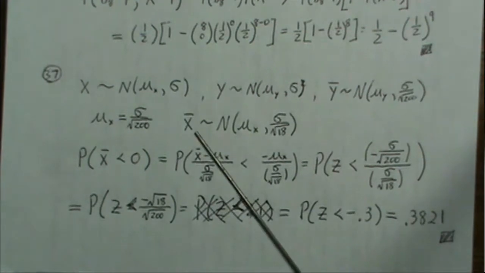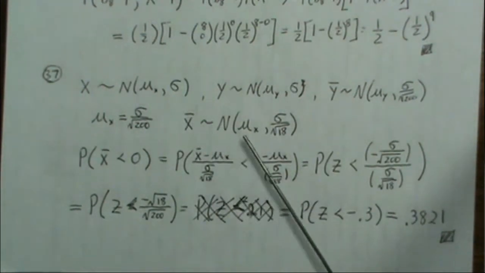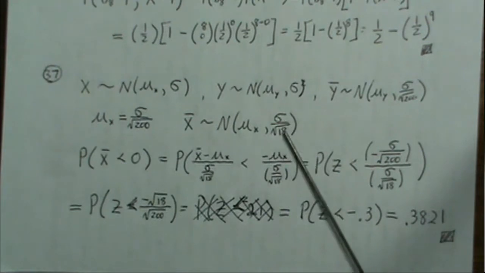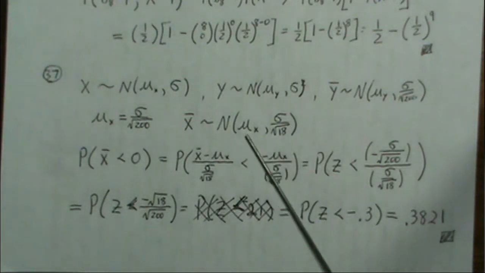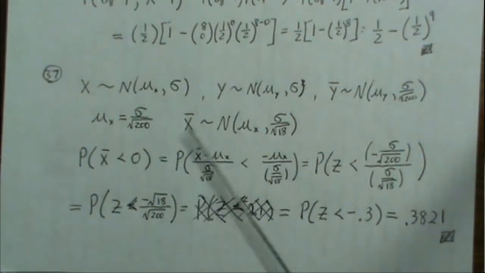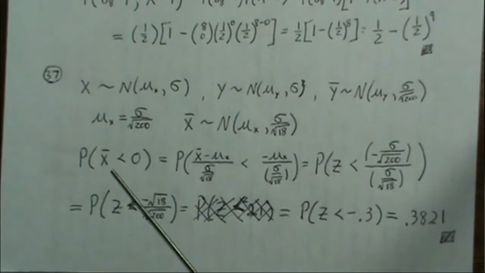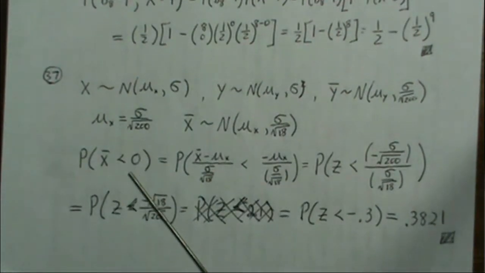now we have a sample size 18, calculate the mean. Well, that is normally distributed with the same mean, and it has a standard deviation of sigma over the square root of 18. That was our sample size. But we know that our mean is this, so we could plug in that for there. And we want to know what's the probability that our sample mean is negative.